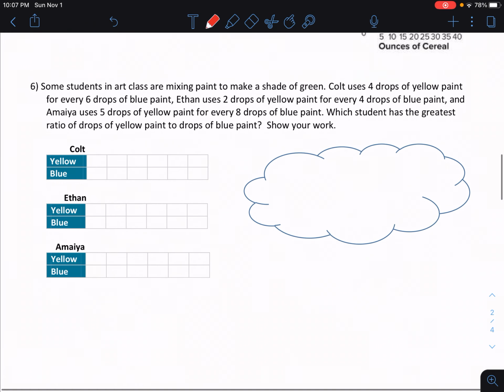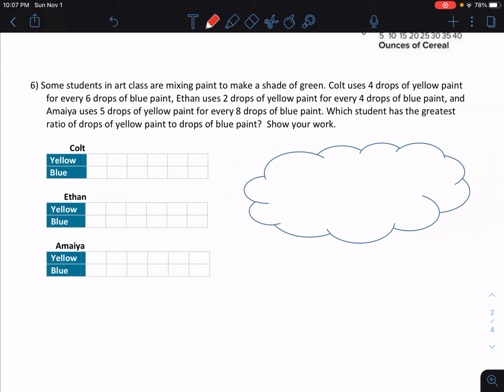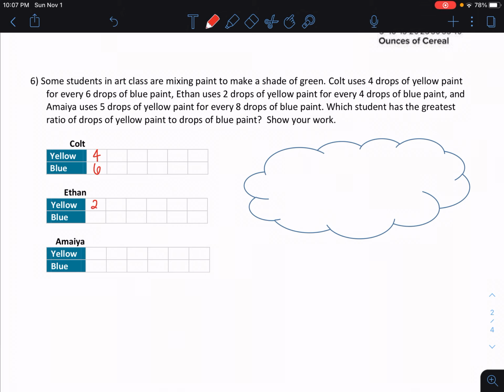Number 6 says some students in art class are mixing paint to make a shade of green. Colt uses 4 drops of yellow paint for every 6 drops of blue. Ethan uses 2 drops of yellow paint for every 4 drops of blue. And Amaya uses 5 drops of yellow paint for every 8 drops of blue. Which student has the greatest ratio of drops of yellow to drops of blue?